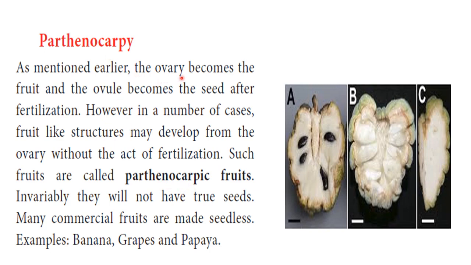We know that the ovary becomes a fruit and the ovule becomes a seed after fertilization. But in a number of cases, if the fruit develops without the act of fertilization, that fruit is called a parthenocarpic fruit. We are seeing here an example of custard apple, normal custard apple with seeds, and these are seedless fruits. This fruit is developed by a process called parthenocarpy. So there are many variations in plants apart from normal sexual reproduction; various processes like apomixis, polyembryony, and parthenocarpy take place in plants.